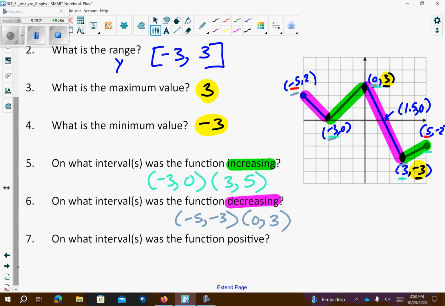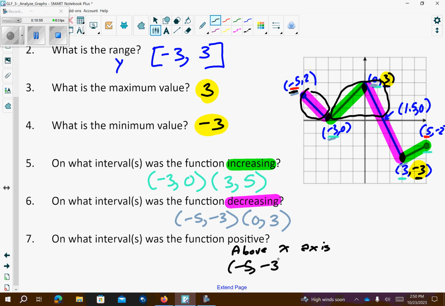And where is our function positive? Positive means above the x-axis. Okay, so we have to be careful. So it's above the x-axis here. It's above the x-axis here. All right, so I actually have to list two things. I'm going to use the x values to talk about it. So -5 to -3. Okay, this -3 takes place because it's a dot on the x-axis. That's not above it. And then it goes from -3 all the way to 1.5.